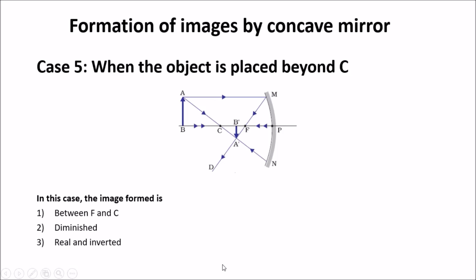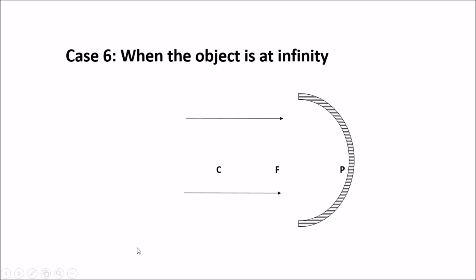Now, after this, going ahead with the last case, you have guessed it correctly. We started with case 1, which was between P and F. Then we went to F, between F and C, then at C, then beyond C, and now we are going far away from the mirror, which means the last case is when the object is kept at infinity.